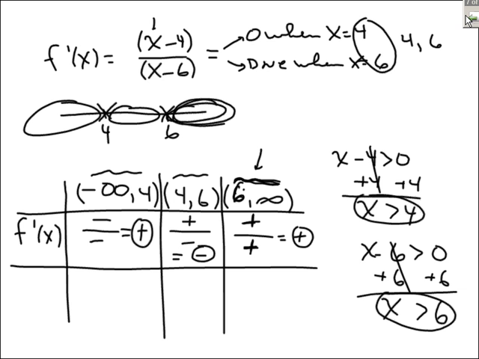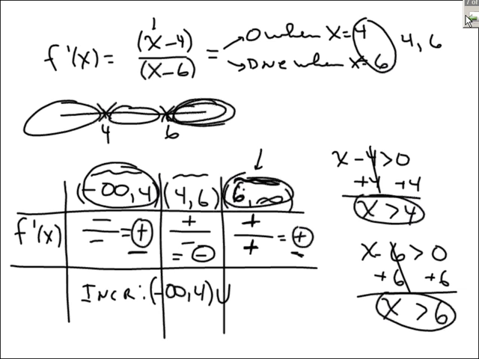So it's increasing wherever you see a plus sign. That is, here and here it's increasing. So where is it increasing? Negative infinity to 4, or 6 to infinity. Where is it decreasing? Everywhere else. It's decreasing where the first derivative is negative, which is 4 to 6. Okay, that's how you handle the first derivative test. And now we're going to talk about the second derivative test.